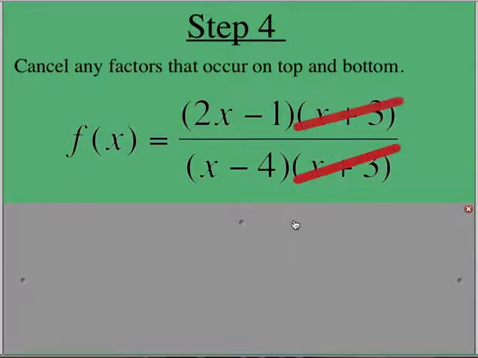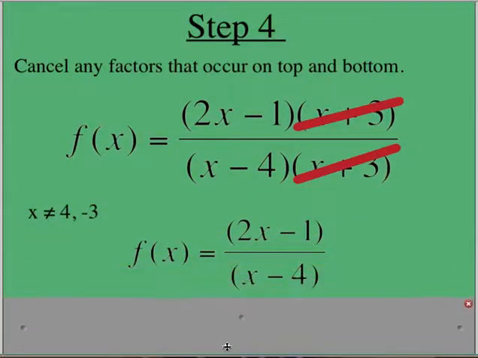You can only do this when you are multiplying. So we can cancel out x plus 3's. And then my new rational function, this is called the canceled out version, or you could also call it the factored out version. So my rational function is now simplified to 2x minus 1 over x minus 4. Our domain restriction is still going to be the same. You can't have x be 4 or -3.